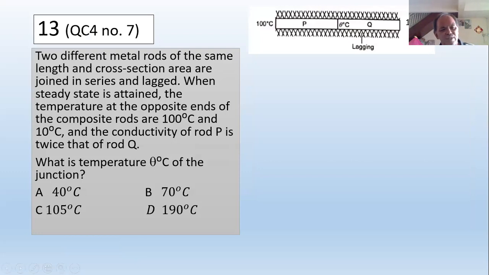Okay, we have to change in a while. Two different metal rods of the same length and cross-section area are joined in series and lagged. I think this one, yeah, all right. When steady state is attained, temperature at the opposite ends of the composite rod is 110 degrees. Conductivity of P is twice that of Q. So you just let the center be theta.